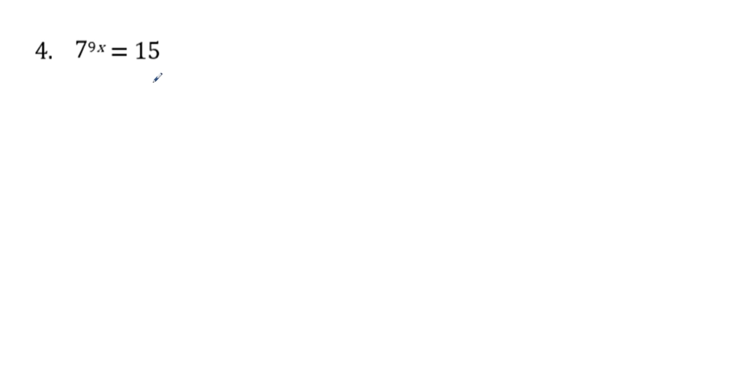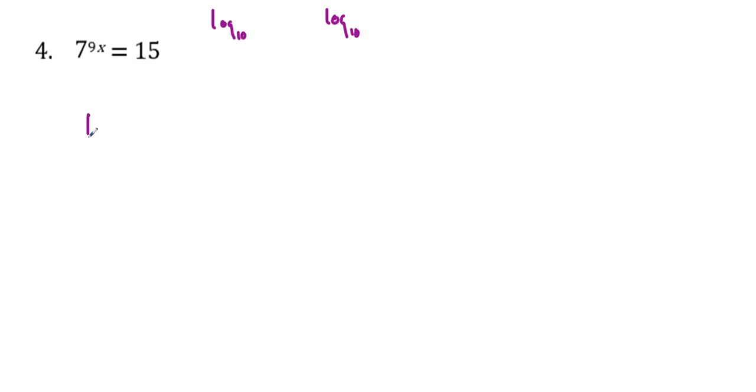So we've got a funny thing going on here. We have 7 raised to the 9x, that's not typed up very well, is equal to 15. Well, one of the things we could do is take the log on both sides, as long as the log is the same, base 10, base whatever. As long as the base is the same, we can do the one-to-one property again.